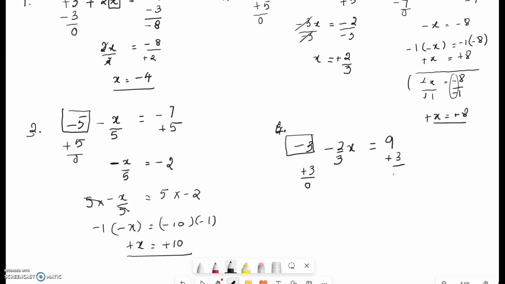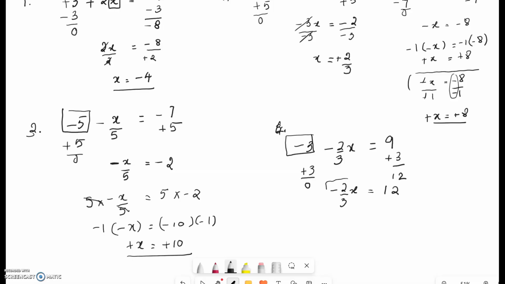9 plus 3 is 12. Both are positive, and your final answer is positive. You add the 9 and the 3 to get your 12. So what we have now, and every step write down the equation just like we did before, equals, and then you get a 12. Now we need to get rid of the negative 2/3. You can do it all in one step.